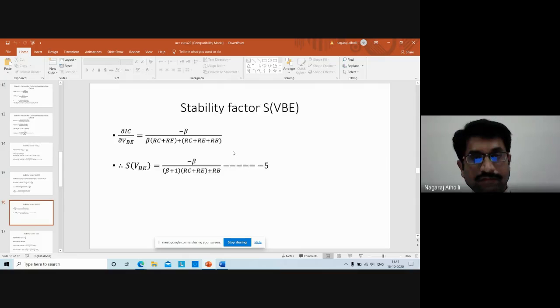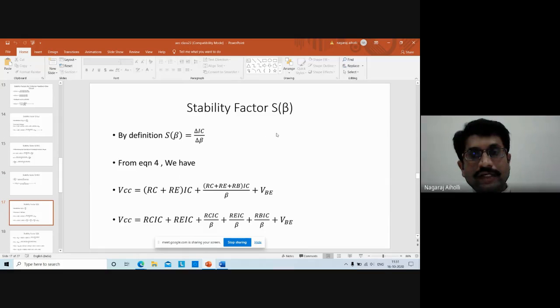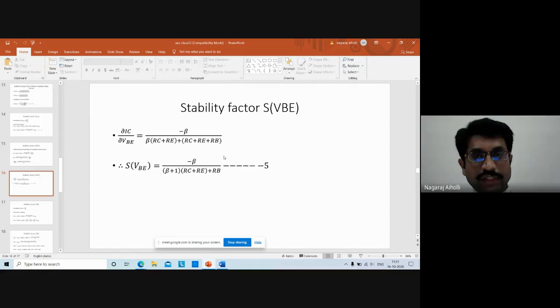The next is stability factor S of beta. This portion is understood here? S of VBE, is it clear? How to derive stability factor S of VBE? Yes, is it understood here? Is it clear here? Understood?